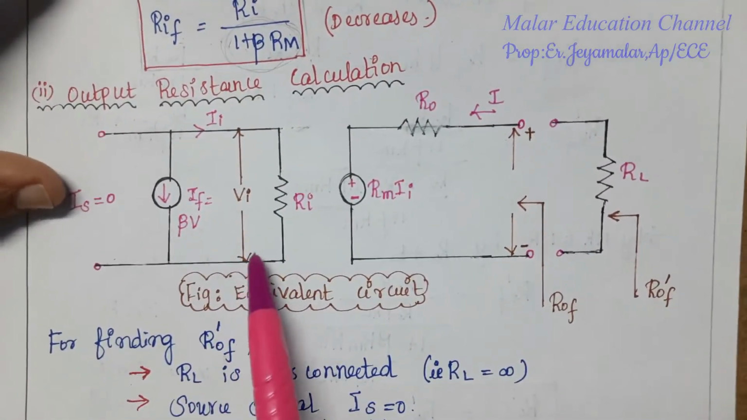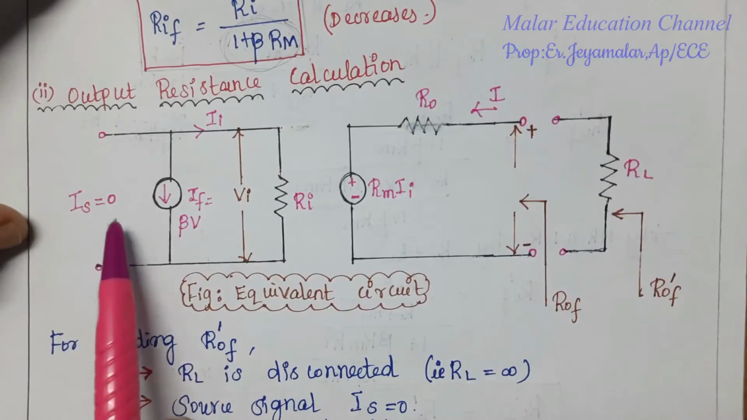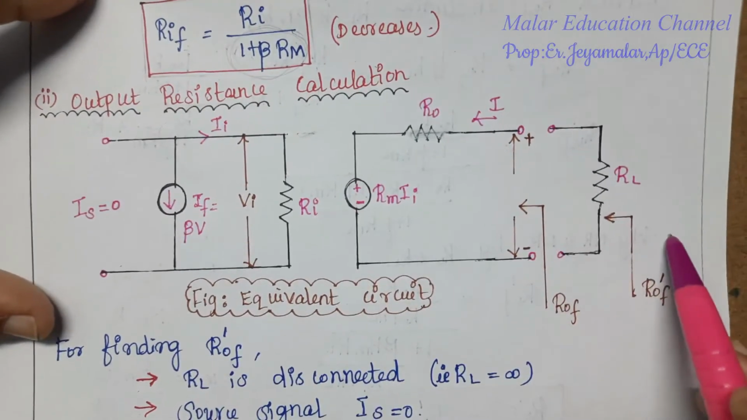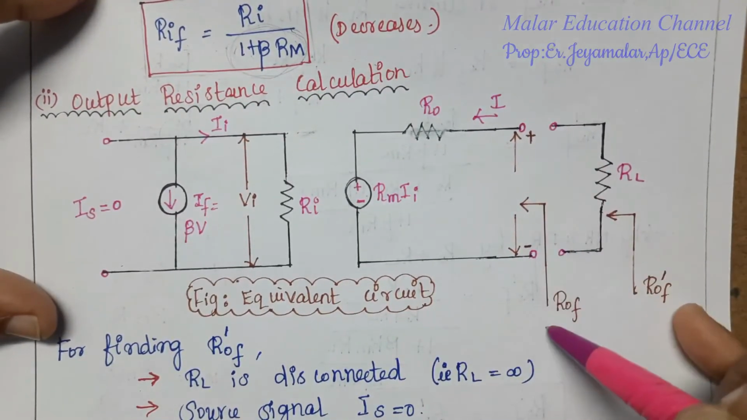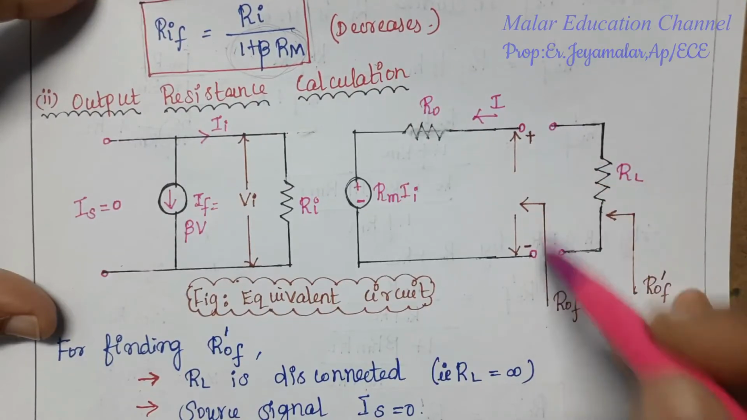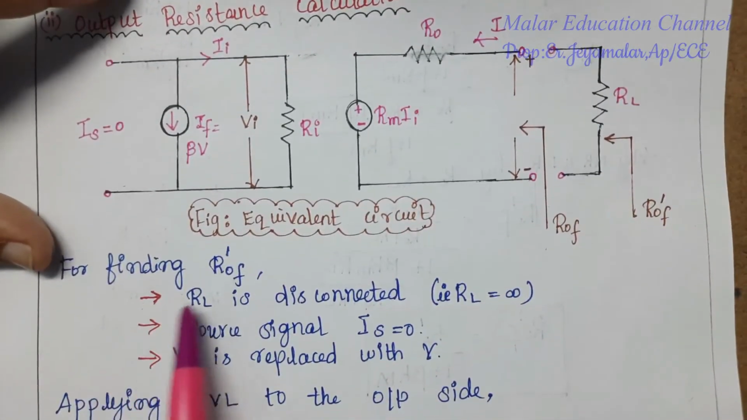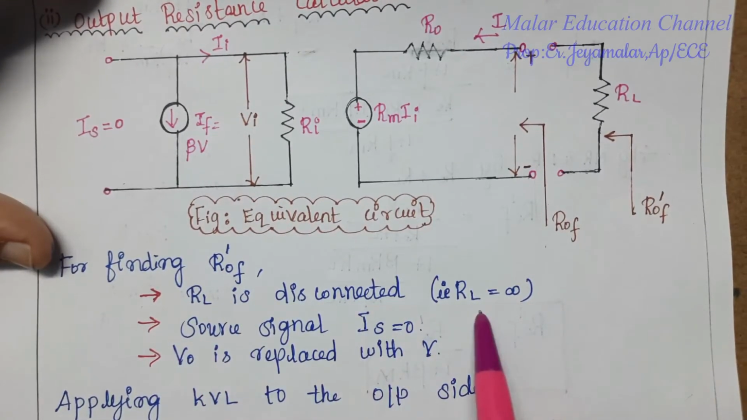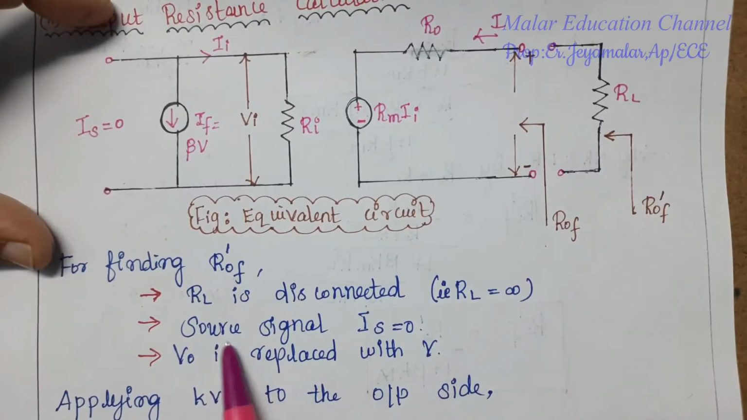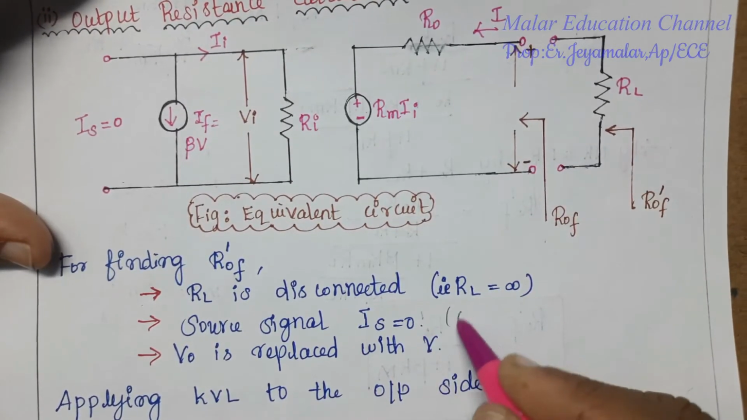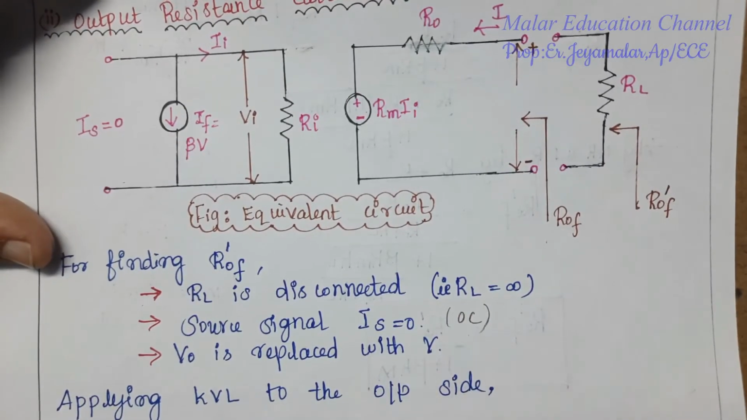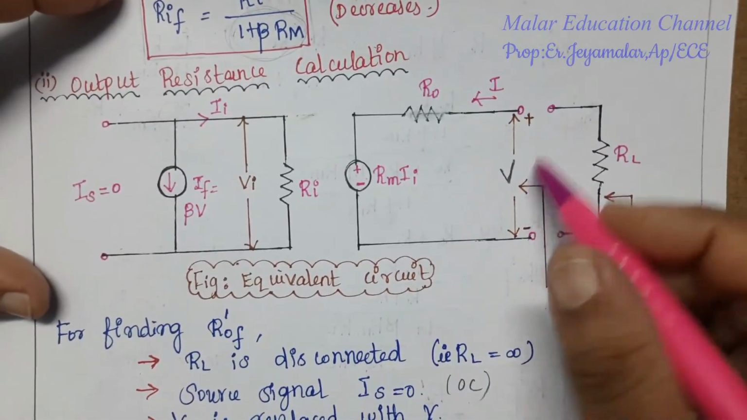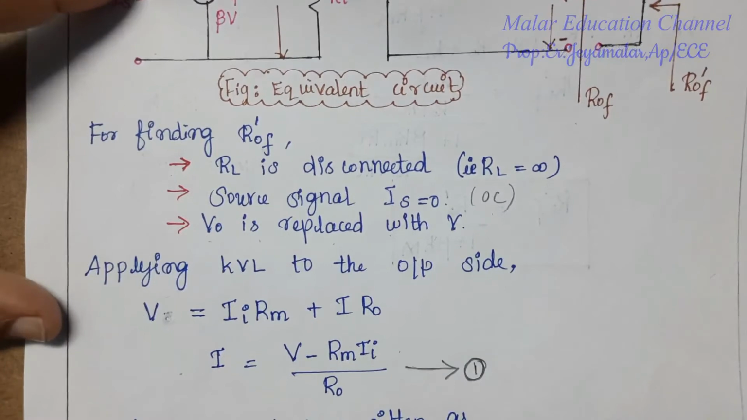Next, output resistance calculation. See the circuit diagram. Here this is for open circuit, so open circuit means Is to be 0. If RL tends to infinity, that means it is disconnected. This is a 2-pointer. For finding R0f dash, first point, RL is disconnected because RL tends to infinity. Second, source signal Is is 0 because of open circuit. Third one, V0 is replaced with V. Next, the remaining procedure is the same as the previous one.